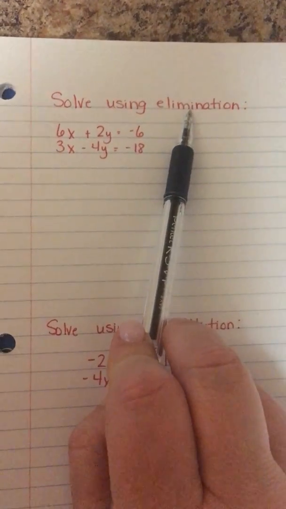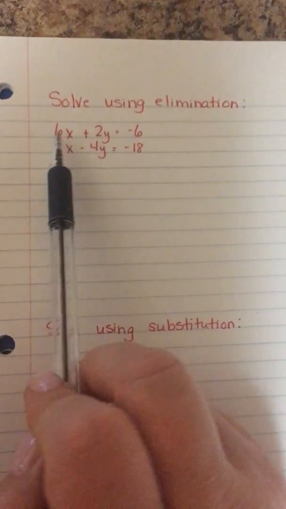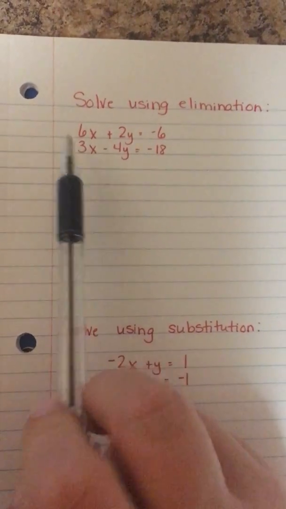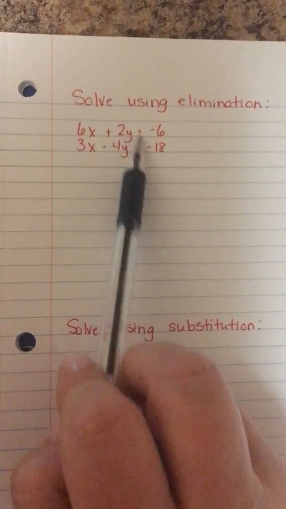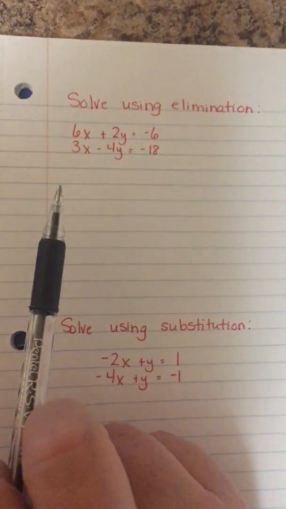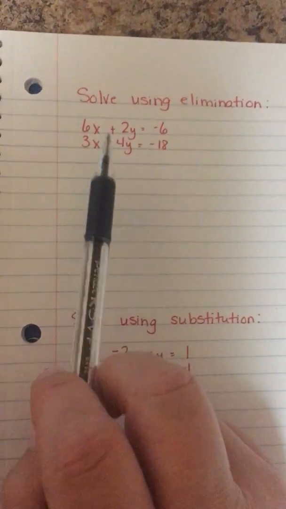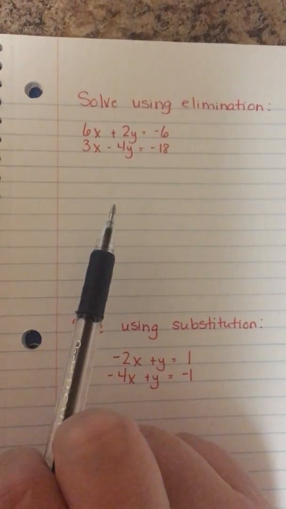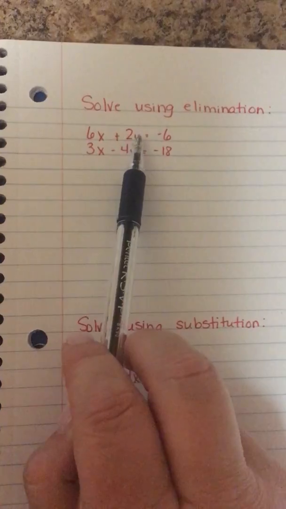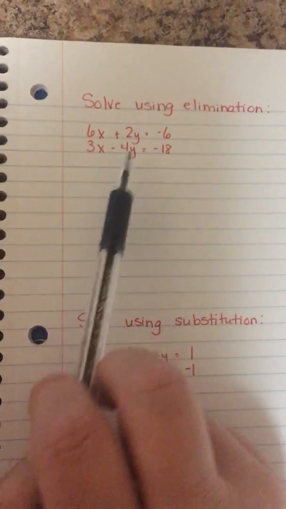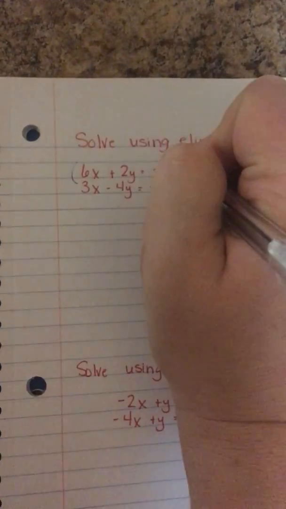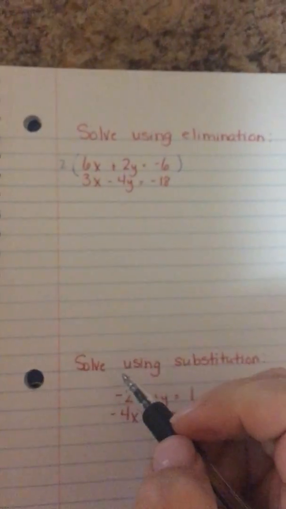using elimination. Now, to use elimination, you need the x values of both equations to be inverses of each other, or the y values to be inverses of each other in order for them to cancel out. At this point, neither the x or the y values are inverses, so I am going to change these y values to inverses or opposites of each other by multiplying this first equation by 2.